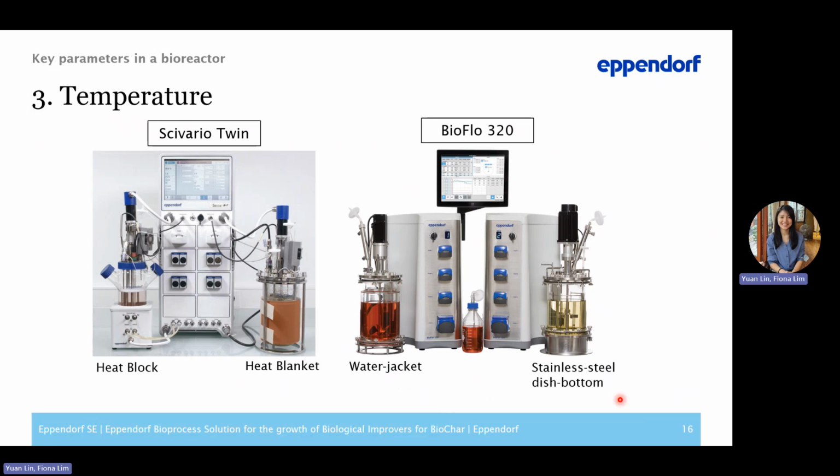And finally, we do have the last one, which is the stainless steel dish bottom, whereby the cooling and heating happens within this stainless steel dish bottom plate using water circulation as well. So cooling and heating will happen from the bottom up the bioreactor tank.